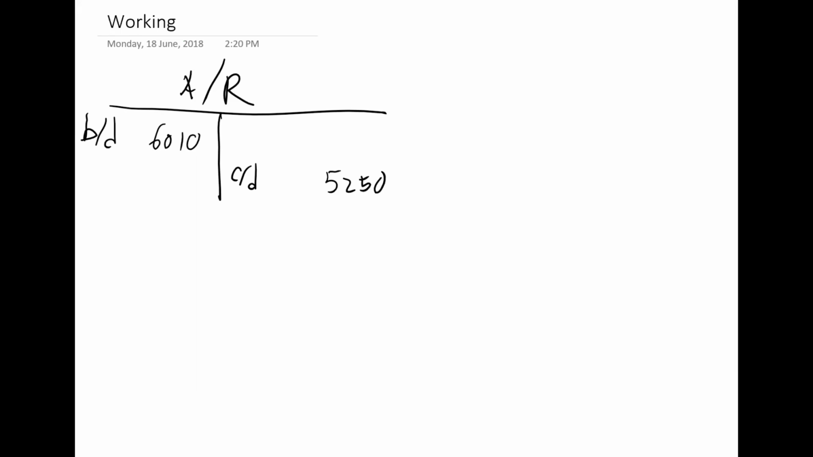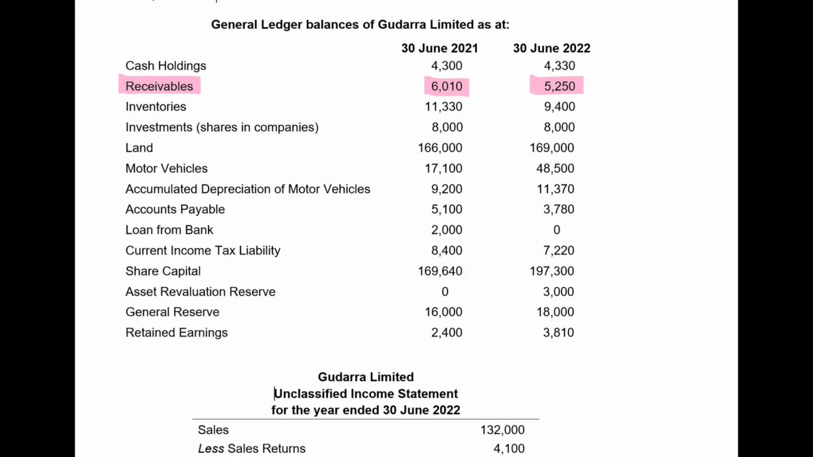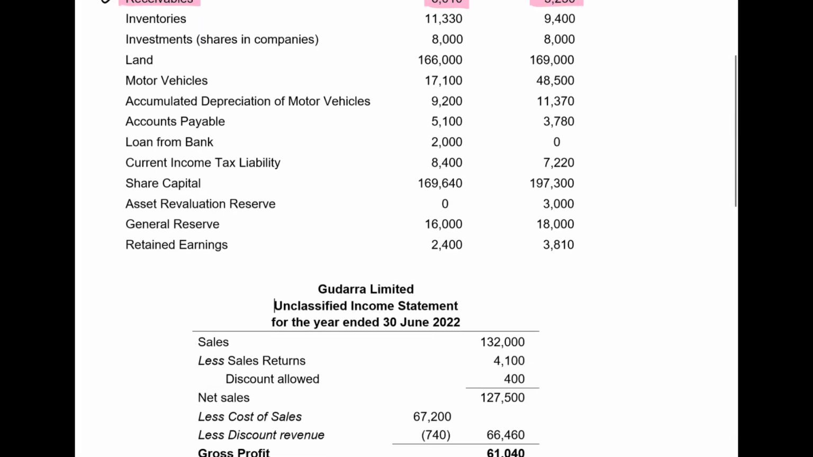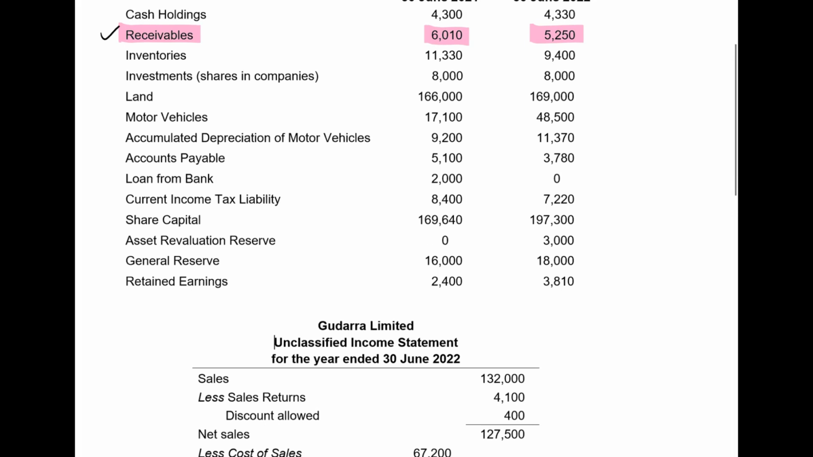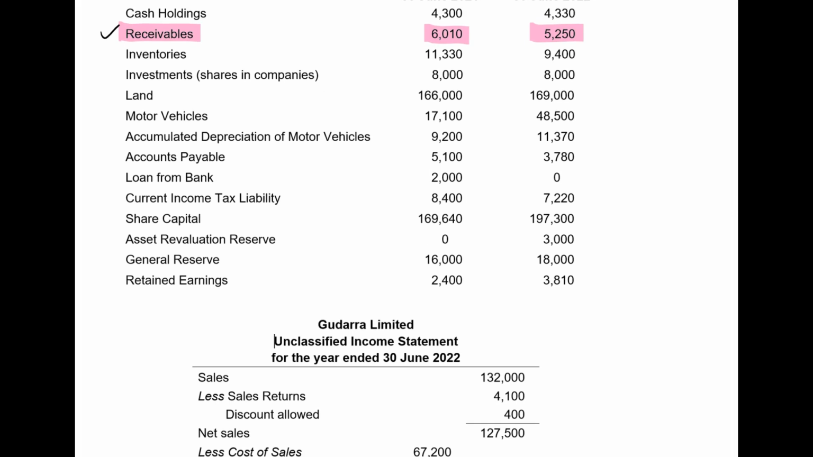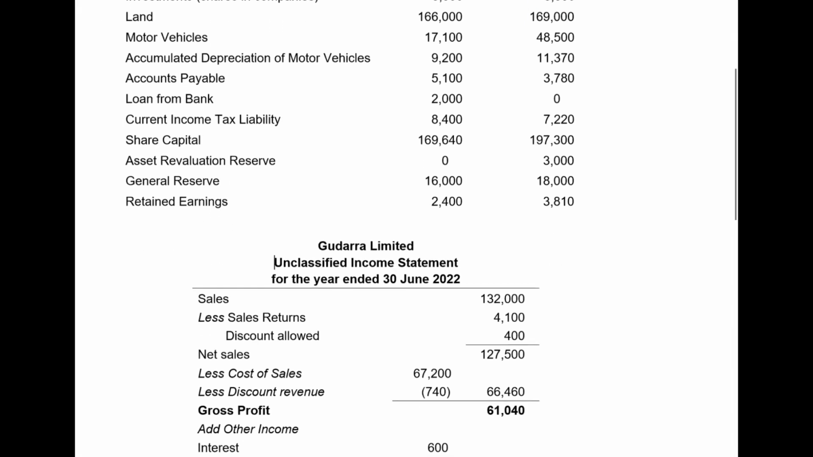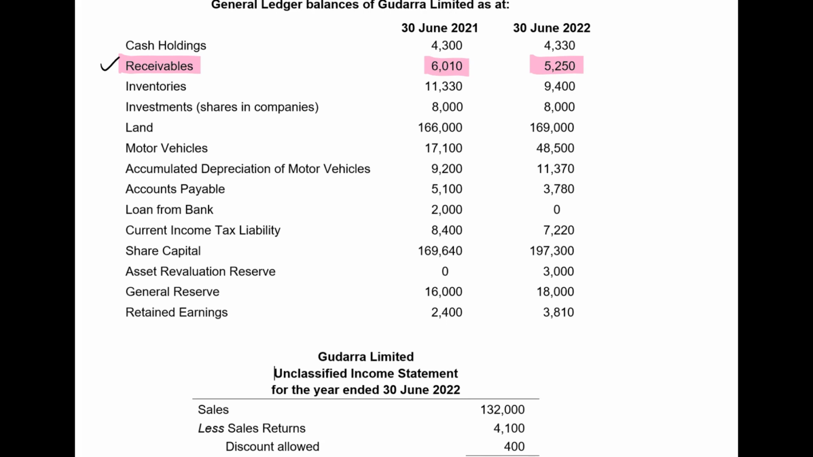Then you need to look at the things that will affect your accounts receivable account. Accounts receivable is an asset, so your brought down figure will be on the debit side, and your carried down figure will be on your credit side. Now once we have included this information, we put a tick at the side and we look at the next item. Whenever we reconstruct our accounts receivable, we need to see whether the question has given you the bad debt account or not.